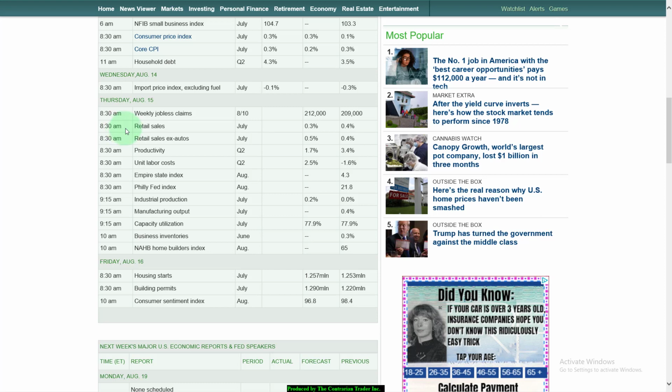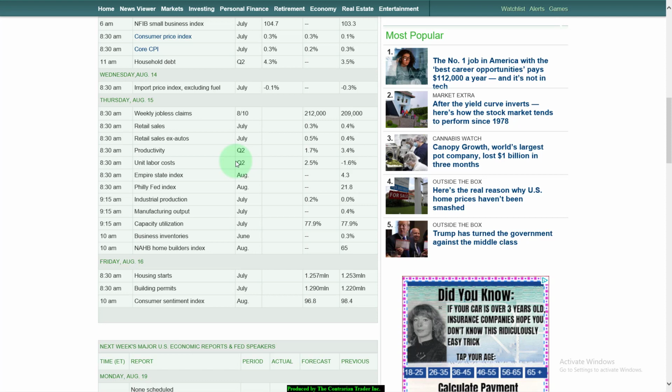Now, this will. Retail sales. Remember, 70% of the U.S. economy is consumer driven. If the consumer begins to pull back on their lattes and frappuccinos, this economy is in big, big trouble. Fast forward to productivity. A big number, important, unit labor costs. Do we have wage inflation? Then the Empire State Manufacturing Index, then the Philly Fed. All of this at 8:30 a.m. Eastern Standard Time. At 9:15, just before the open, we have industrial production and manufacturing output along with capacity utilization. And at 10 a.m. after the market opens, business inventories.